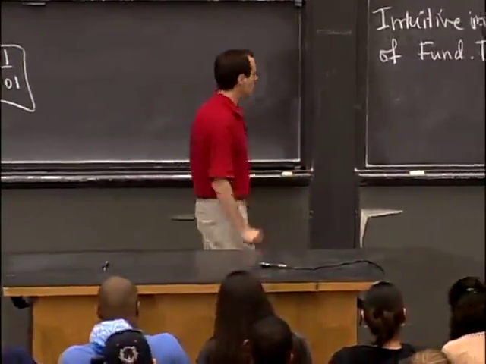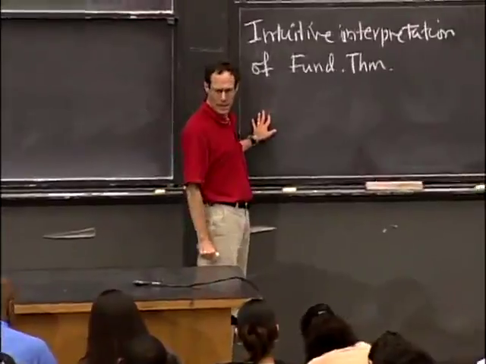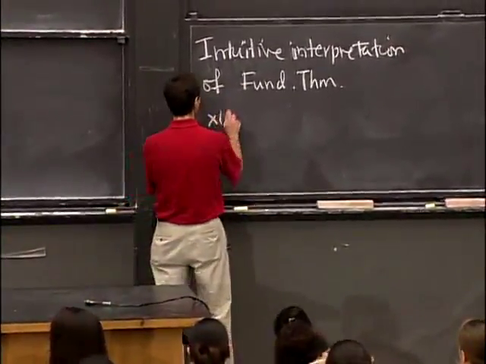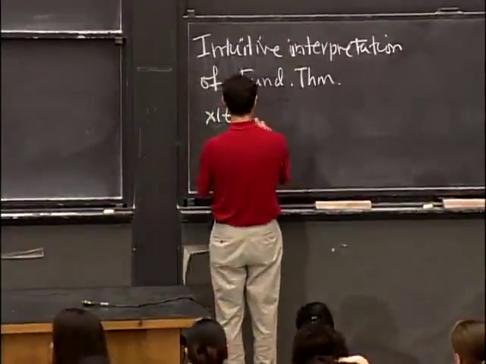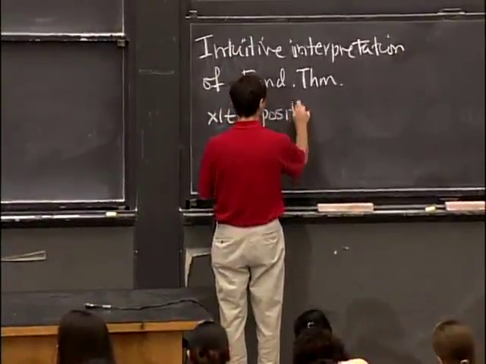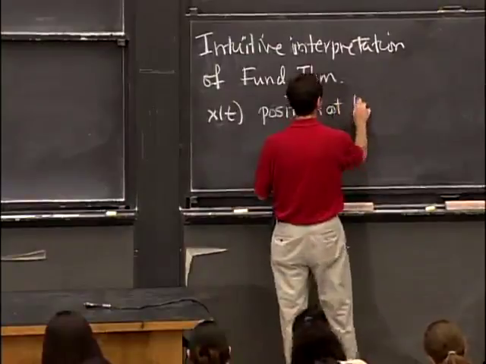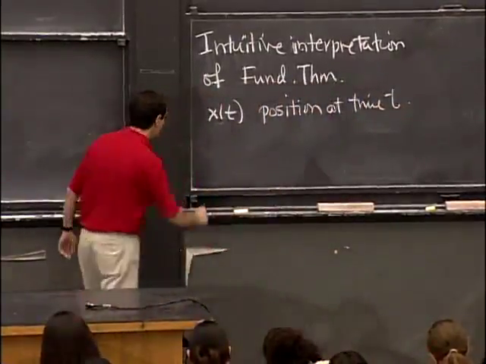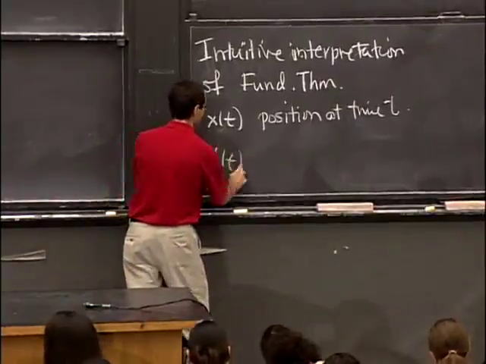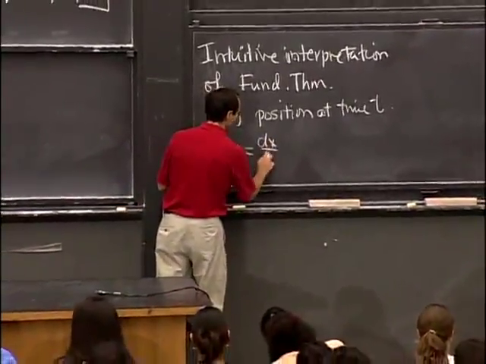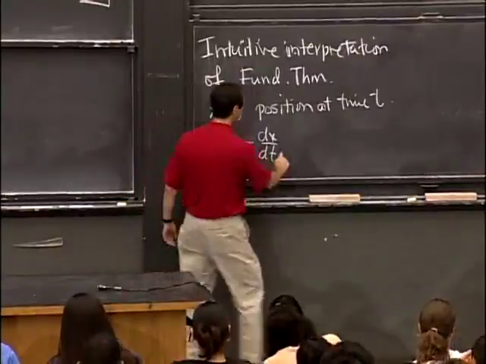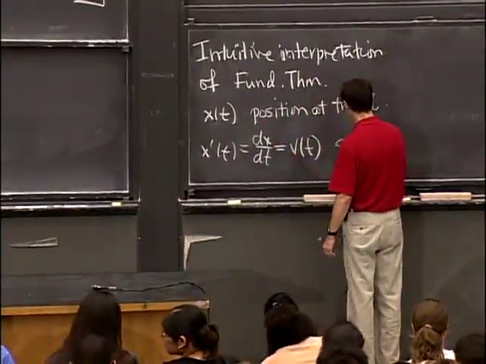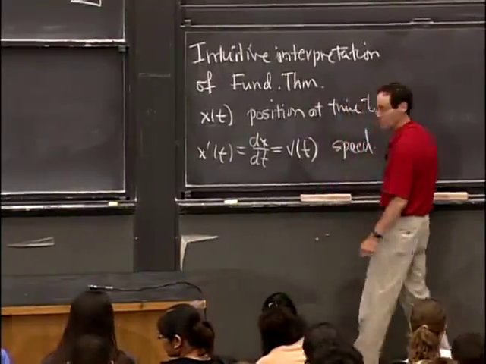So this is going to be one which is not related to area, but rather to time and distance. So we'll consider x of t as your position at time t, and then x prime of t, which is the rate of change of x with respect to t, is going to be what we know as your speed. All right?